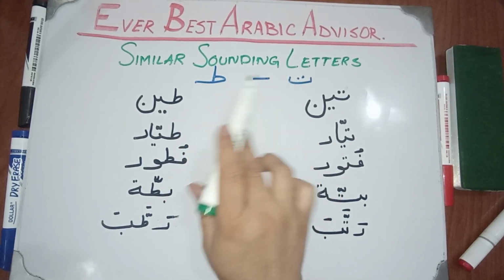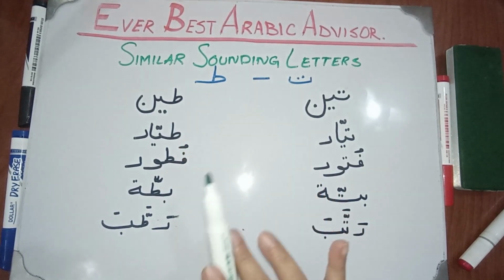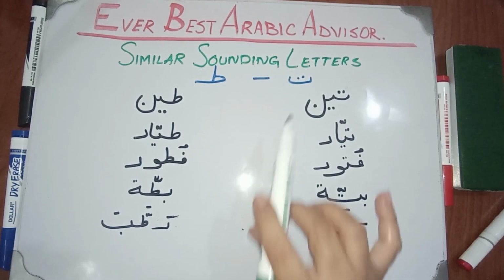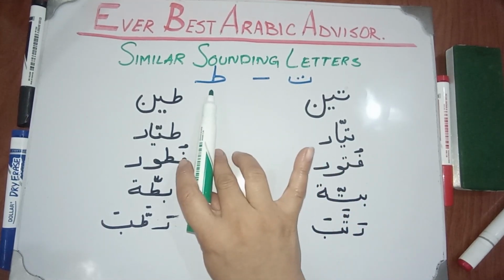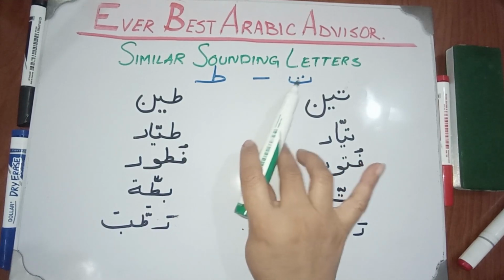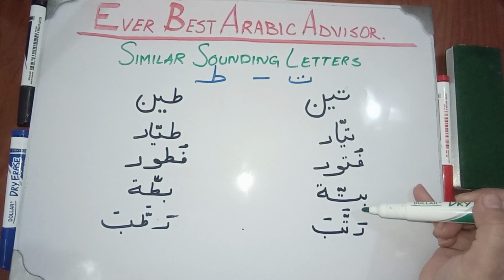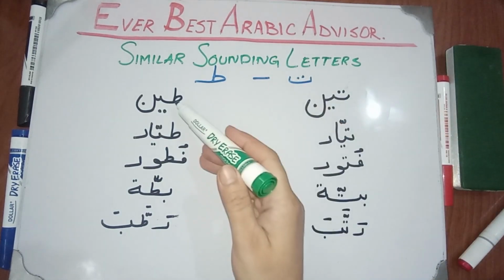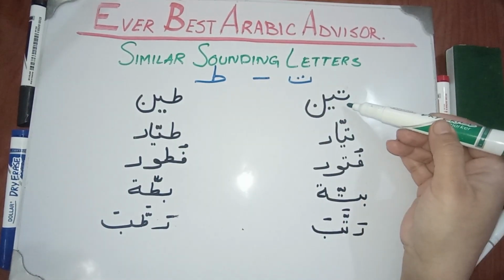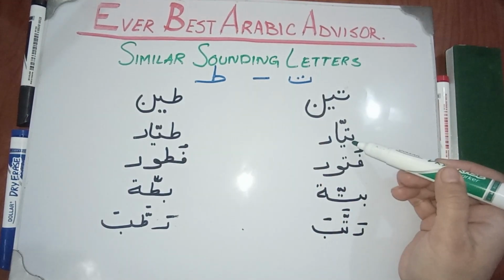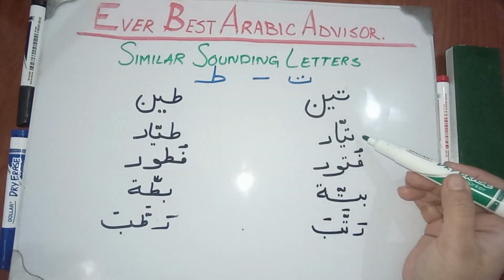It is ta, ta. Both have the same articulation point, but one is a light letter and the other is a heavy letter. But just by the difference of the letter, new words are made. You see, here are a few words. Teen, tain. Tayyar, tayyar.